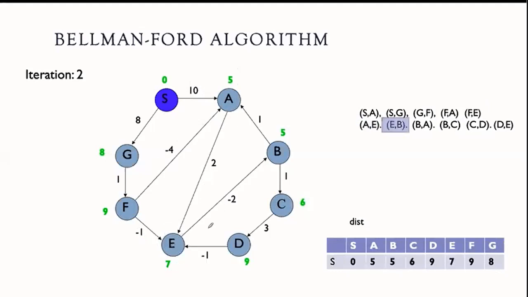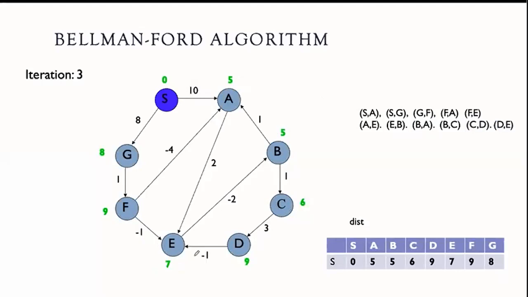Next, E to B. 7 minus 2 is 5. Already 5 is there. No need to update. B to A. 5 plus 1 is 6. But here 5 is less than 6. No need to update. B to C. 5 plus 1 is 6. Already 6 is there. C to D. 6 plus 3 is 9. Already 9 is there. No need to update. D to E. 9 minus 1 is 8. But here 7 is there, which is less than 8. So no need to update.